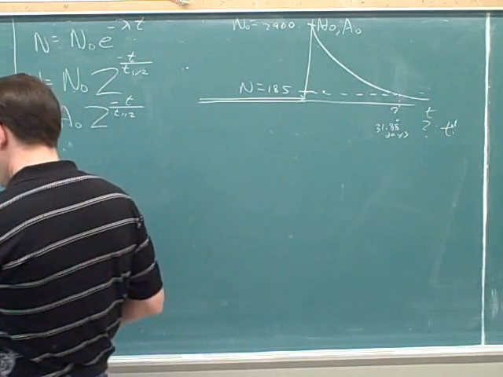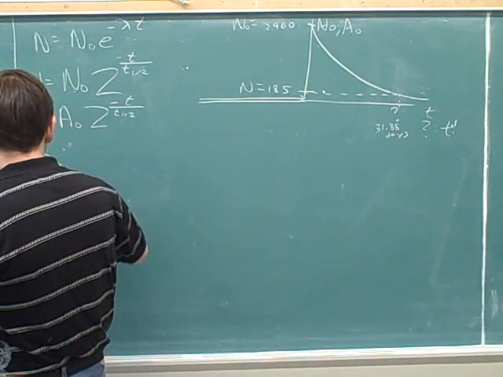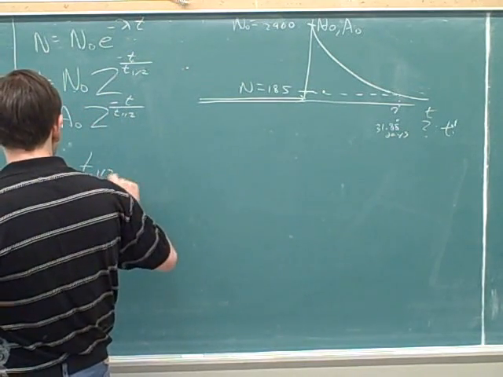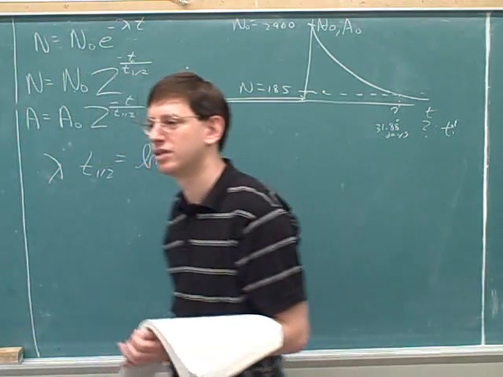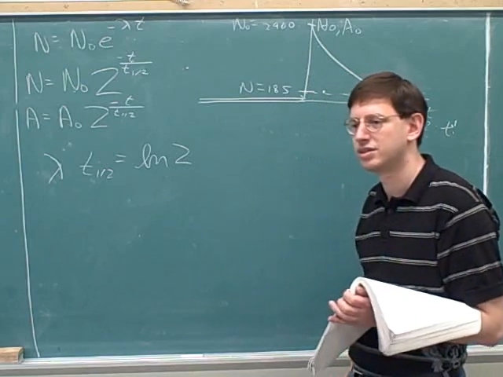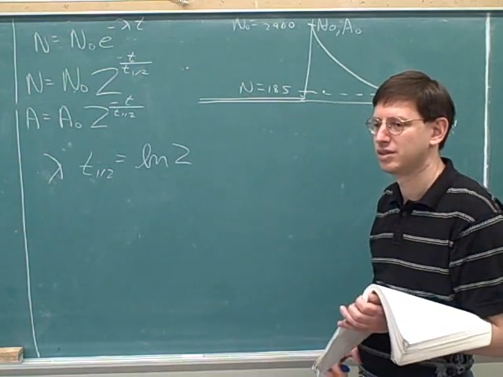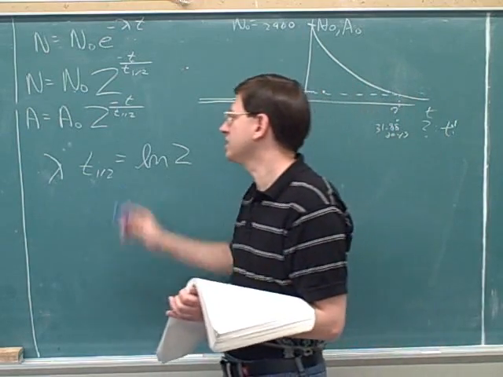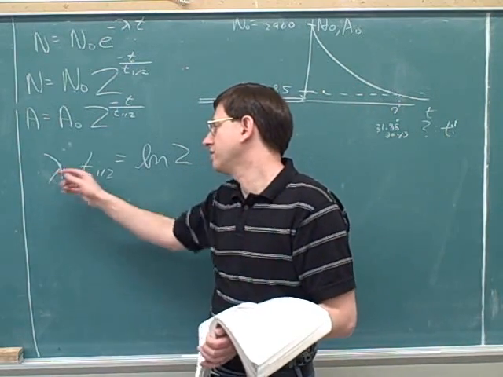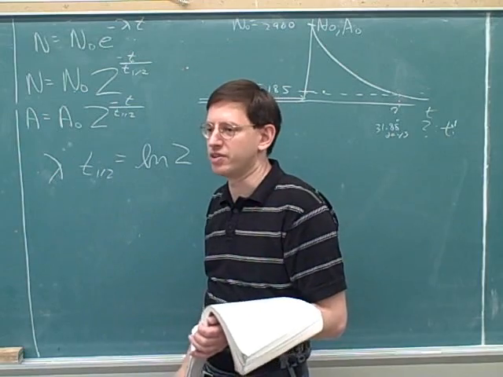By the way, lambda times half-life is the natural log of 2. And if you have this in your cheat sheet, then it doesn't matter whether they tell you lambda or the half-life, because you can always figure out the other one.